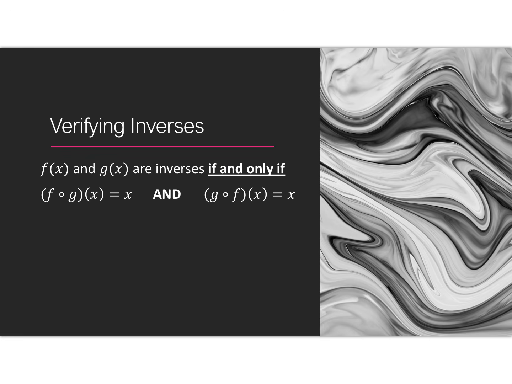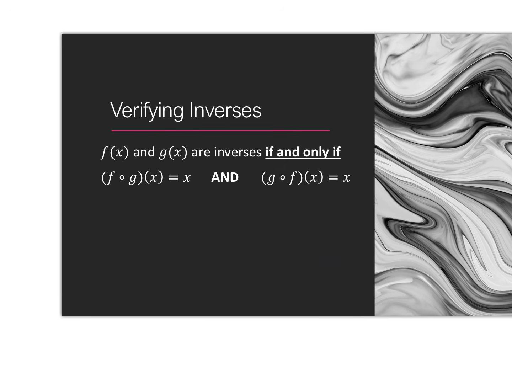Now, the tricky part here, trying to verify, prove that a function and another function are inverses of each other. So here's this fancy definition. f of x and g of x are inverses if and only if. That means it has to go both ways. That f of g of x has to be equal to x if you do all the work and simplify it. But at the same time, g of f of x also has to be x. So let's try it here.